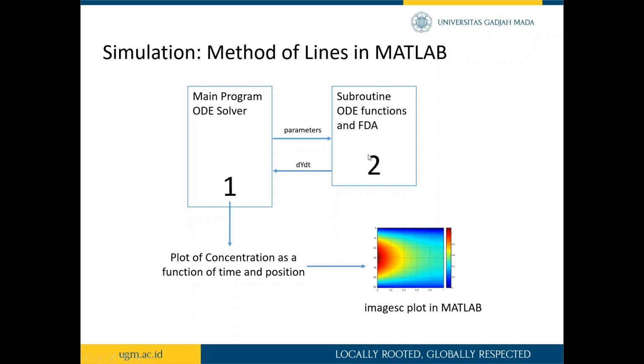And the subroutine will supply the main program, which is mainly the ODE solver. I usually use ODE15s. And then from this main program, we expect to have a plot of concentration as a function of time and position. What I usually do is plot this with imagesc in MATLAB to get the trajectory of concentration as a function of position and time. This is just for the sake of illustration.